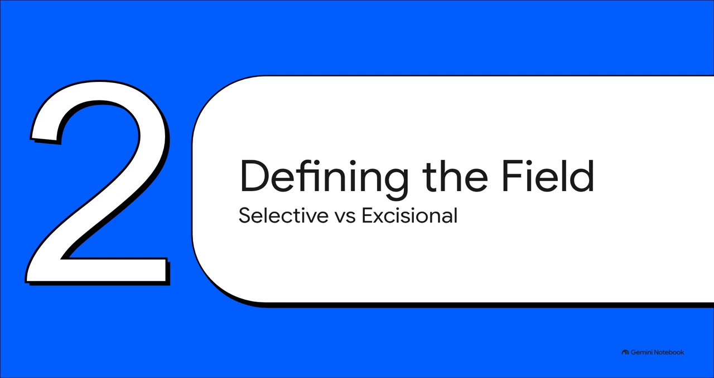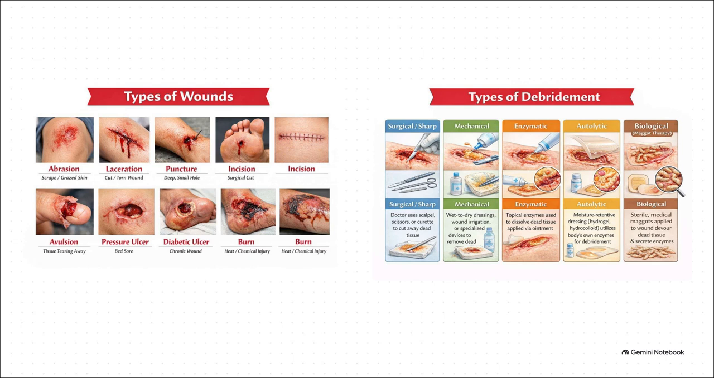Moving right along to Section 2, defining the playing field between selective and excisional. Before we tear into a real case, we have to get our clinical vocabulary straight so we know exactly what tissue is being removed. On one side, we have complex wounds, ranging from pressure sores to diabetic ulcers. On the other side, we have the distinct methods used to treat them: surgical, mechanical, enzymatic, autolytic, and biological. What you really need to understand here is that the provider's chosen instrument and specific technique dictate absolutely everything about our code selection. Simple wound irrigation or wet-to-dry dressings, those are mechanical. They are definitely not coded the same as a physician aggressively using a scalpel or a curette.